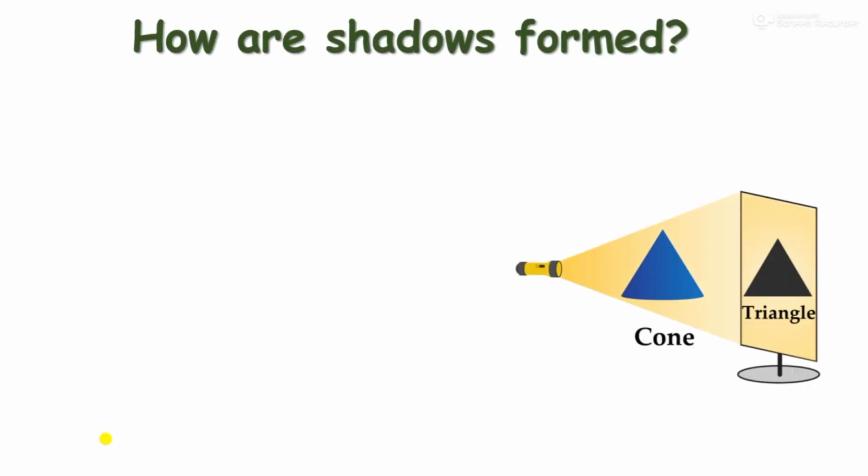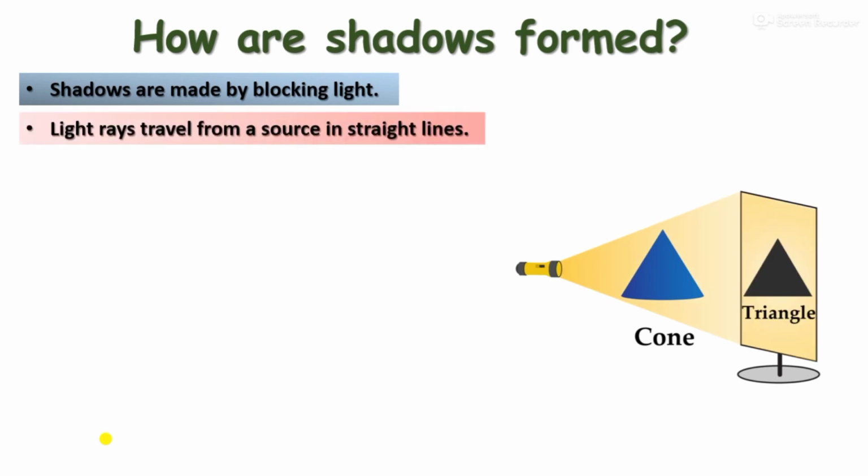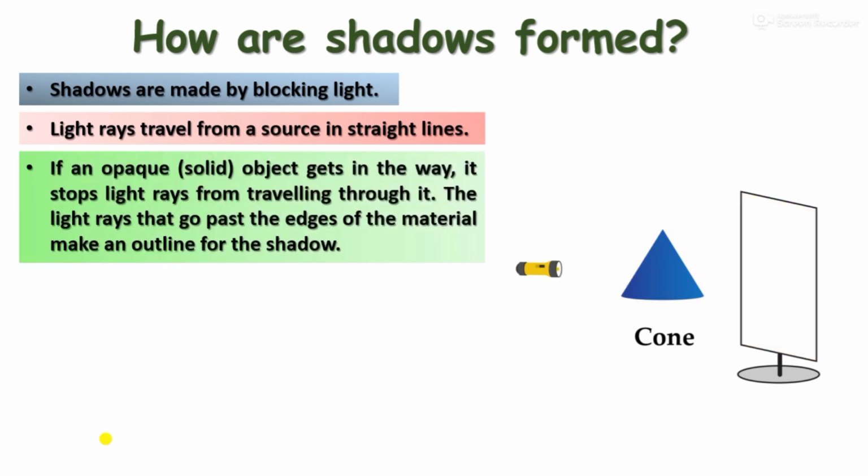How are shadows formed? You all know that shadows are made by blocking the light. Light rays travel from a source in a straight line. If a solid object gets in the way, it stops light rays from traveling through it. The light rays that go past the edges of the material make an outline for the shadow. By the word outline, I mean some trace or a diagram.